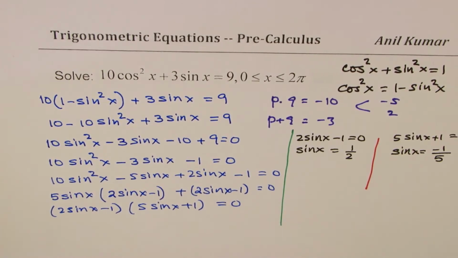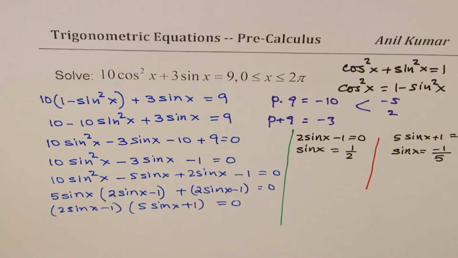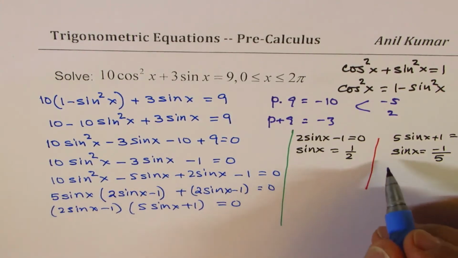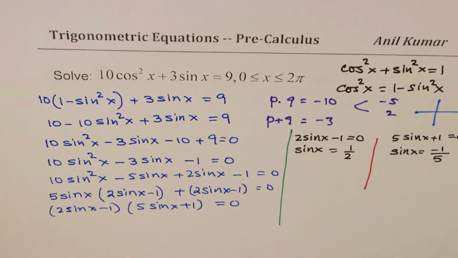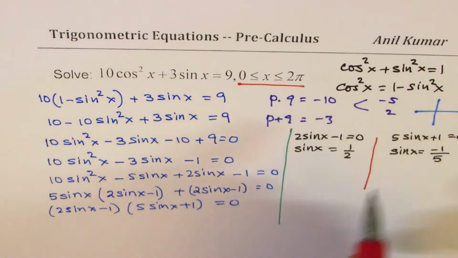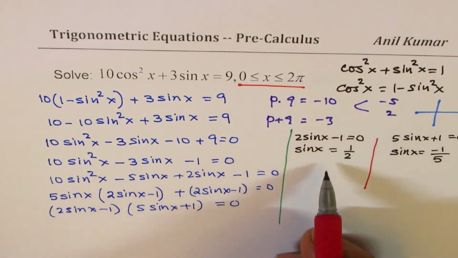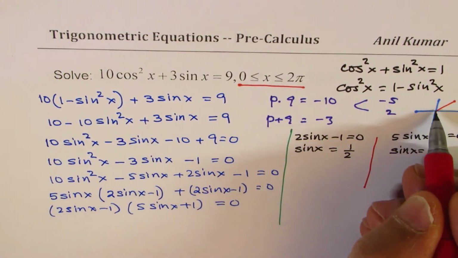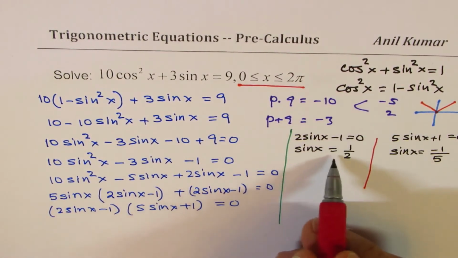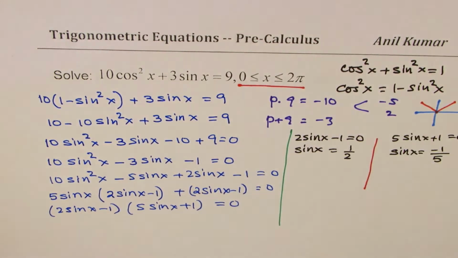Now, when I say that sine x is negative or positive, what does it mean? Basically, you should remember that for solving for half, within this domain of 0 to 2 pi, that means one full circle, we get two solutions. One in quadrant 1 and the other in quadrant 2, since sine is positive in these two quadrants.